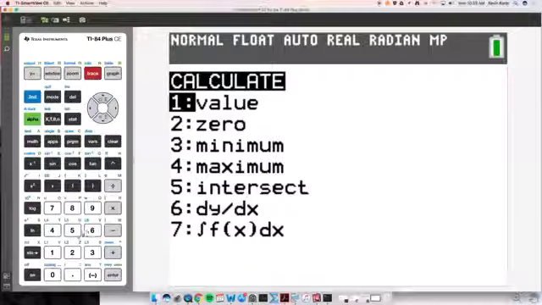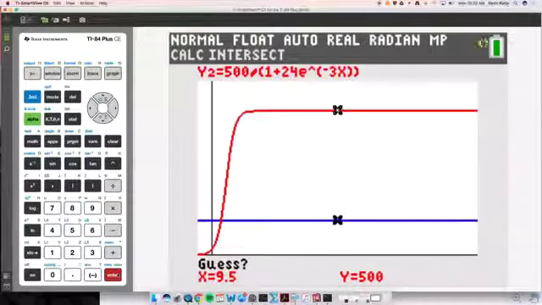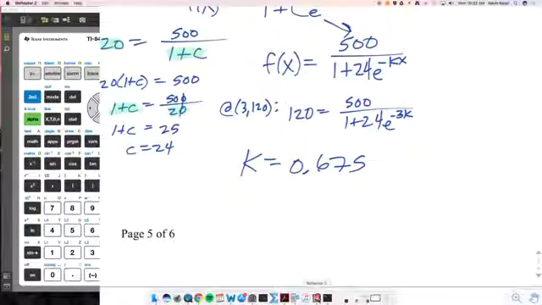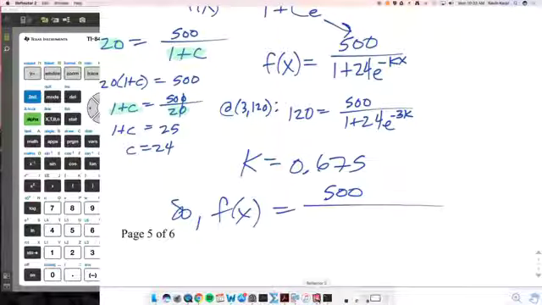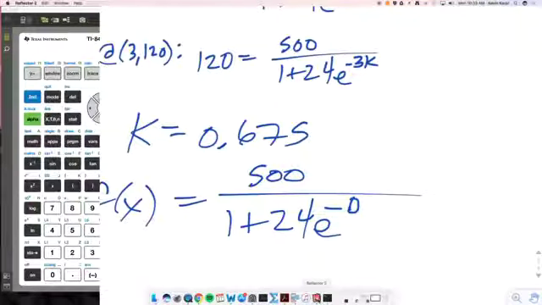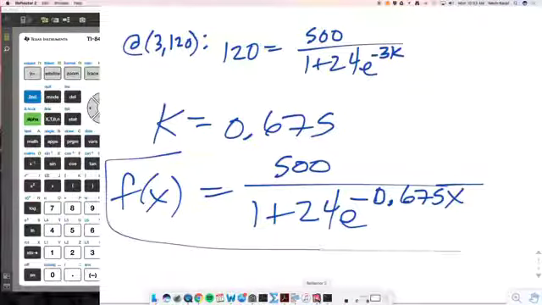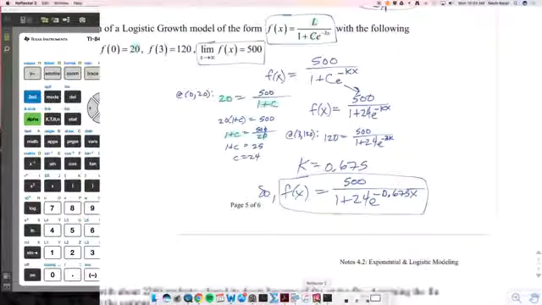So now second trace number 5, enter, enter, enter, and we end up with k equals 0.675. And so your final answer is going to be f of x equals 500 all over 1 plus 24 e to the negative 0.675 x. I like to put the 0 there. And now you've written the equation. And we're done for the day, essentially.